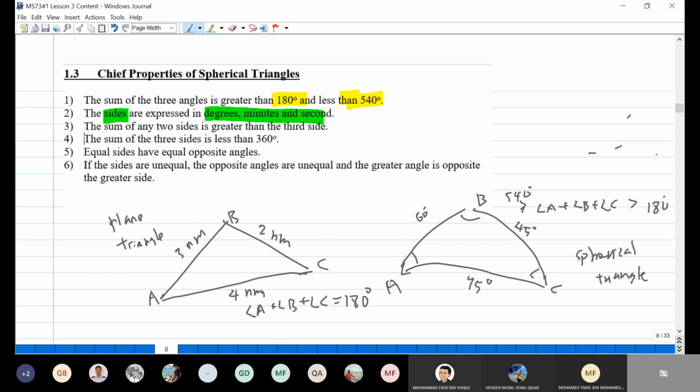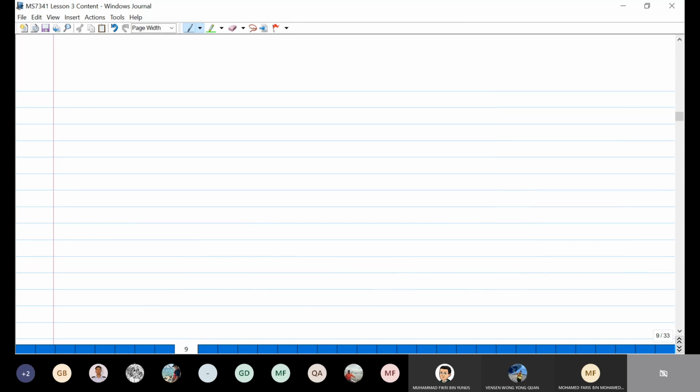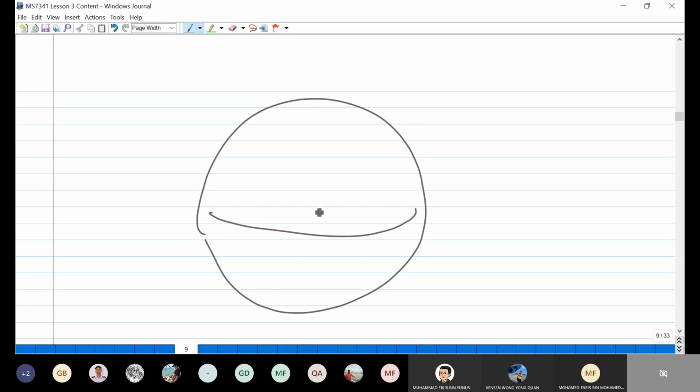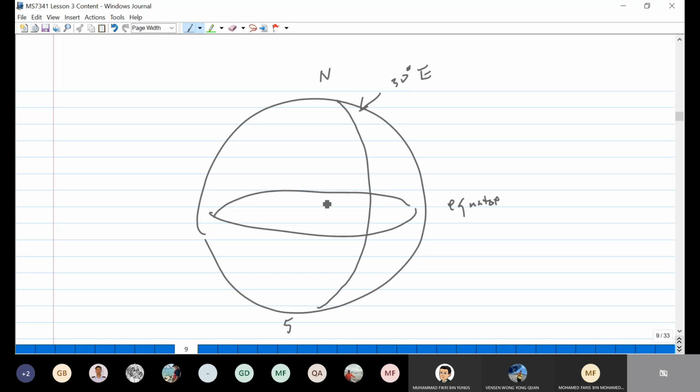Why is it degrees? Why is it like that? I must tell you how distance is measured there. So we can draw a sphere. Let's draw a sphere first. This is the equator. Just to give an example, suppose this is the North Pole and South Pole, and this is, let's say, 30° east. If you have a point somewhere here, this is A, and let's say this is B here, a simple one, because usually it's more complicated.